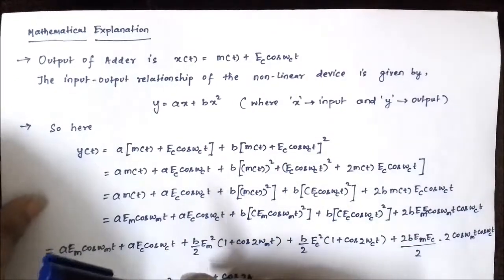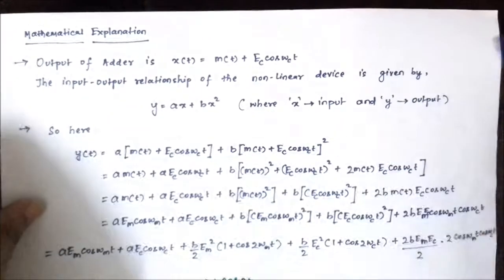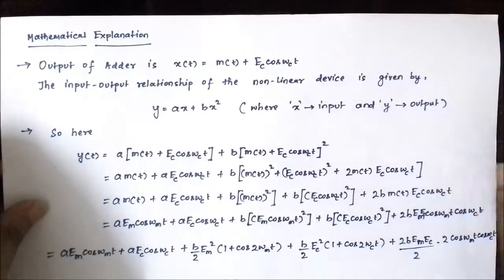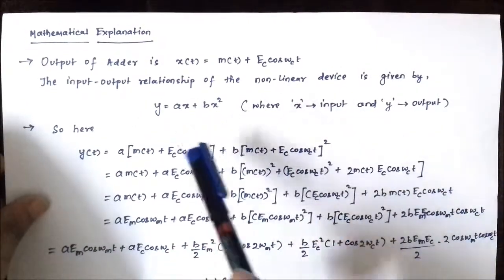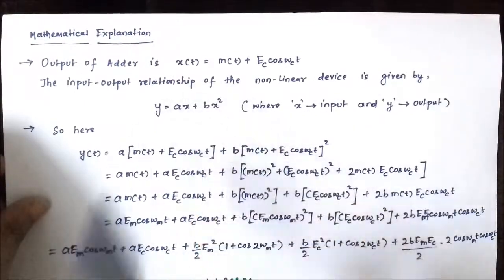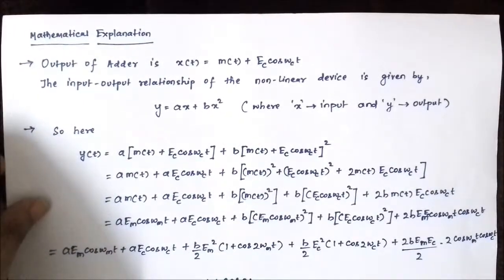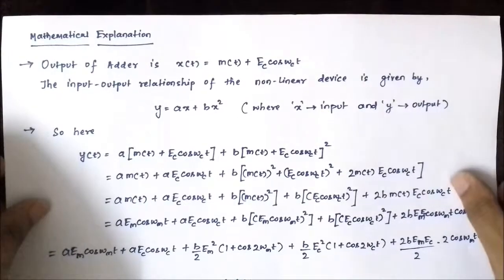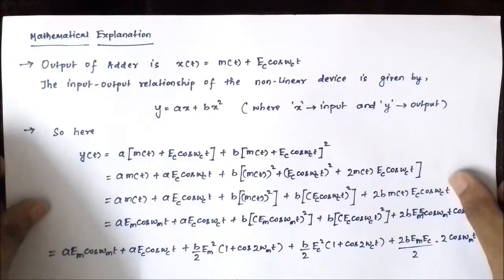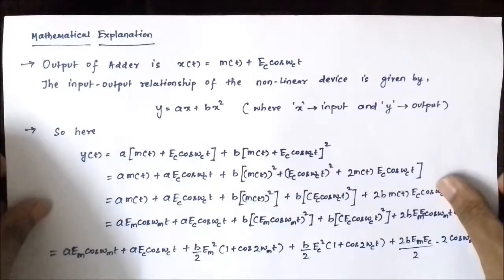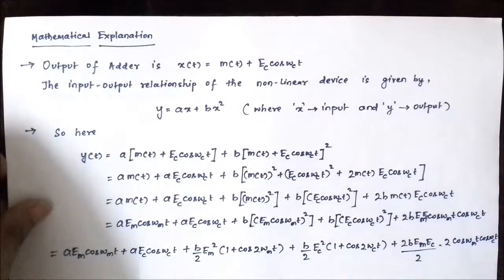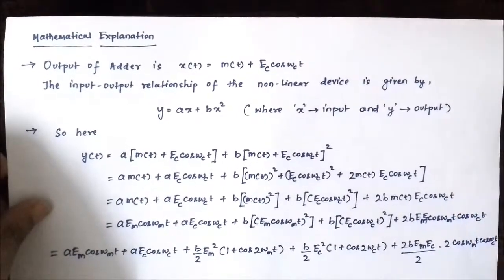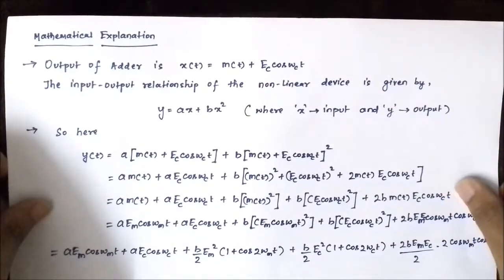Now, as we have discussed in other amplitude modulation videos, normally the input-output relationship of the nonlinear device is given by this relationship: y = ax + bx², where x is the input and y is the output. a and b are constants related to the diode, depending upon the type of diode or the transistor which is used.